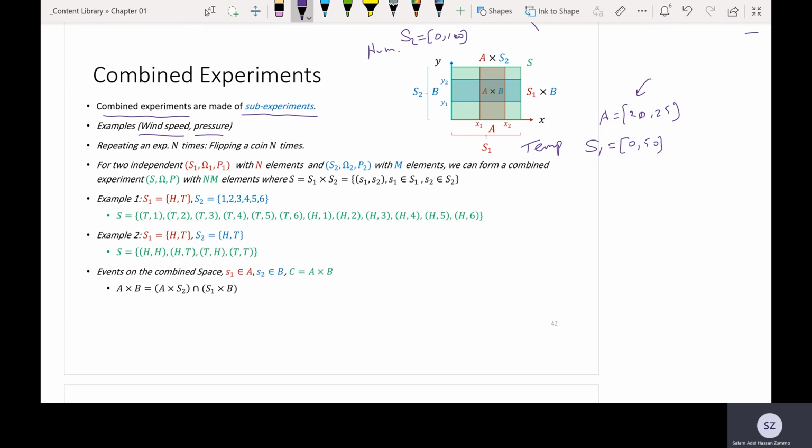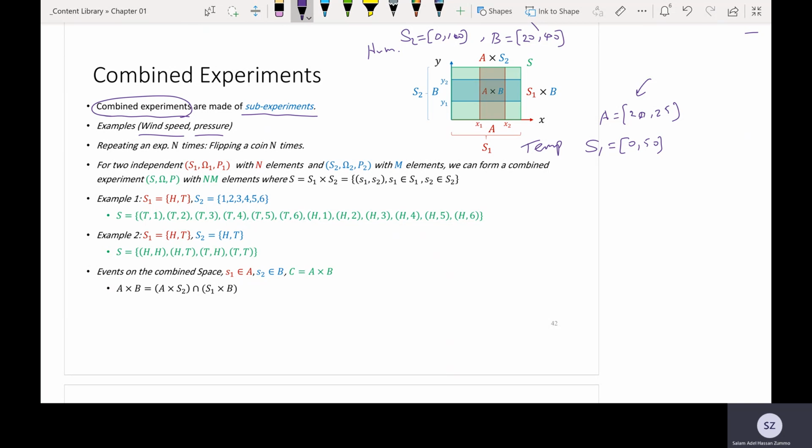While for example B, we can define here A, we can define B to be another event, let's say humidity from 20 to 40. This is another event. However, here we are only looking at the temperature regardless of the humidity, and here we are looking at the humidity regardless of the temperature. Now we can combine them together in a super experiment, where each of these is a sub experiment. This would be the combined experiment.